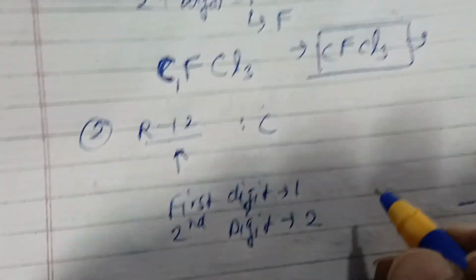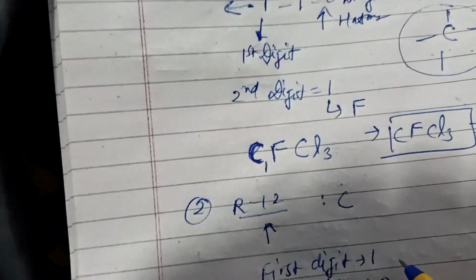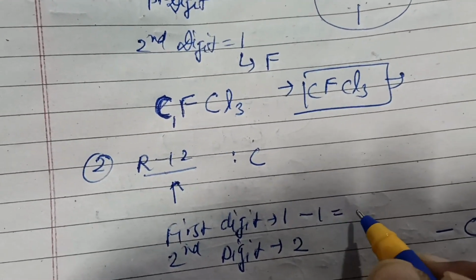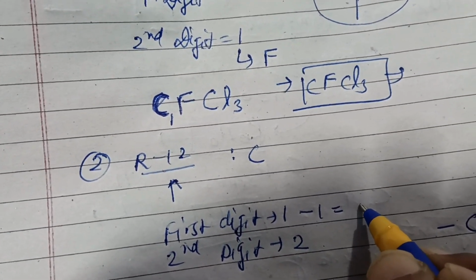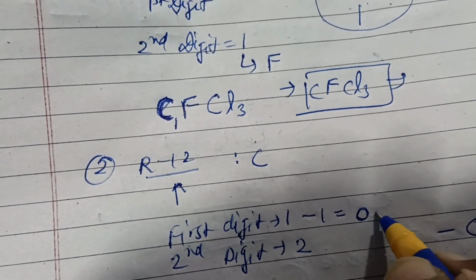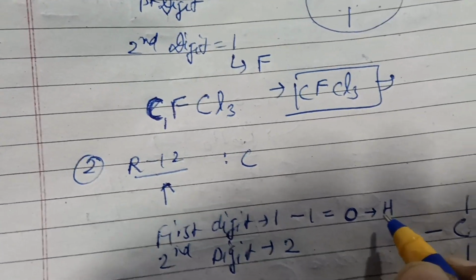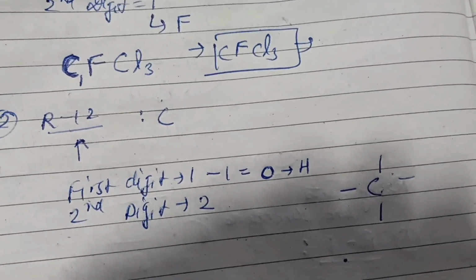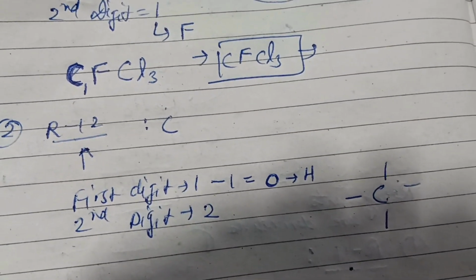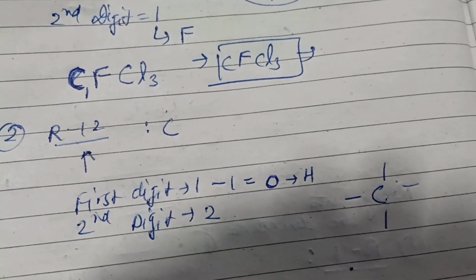So while finding out the formula, first digit minus 1 will always give the number of hydrogen atoms. So this is again giving me 0. 0 is the number of hydrogen atoms. So while writing the formula, we don't need to find H0. Simply, H is not in the picture.